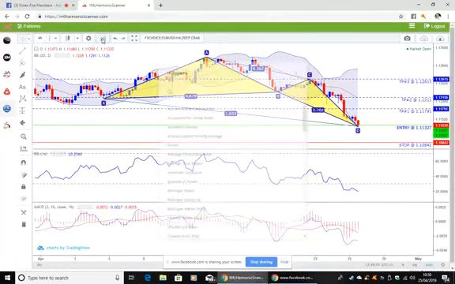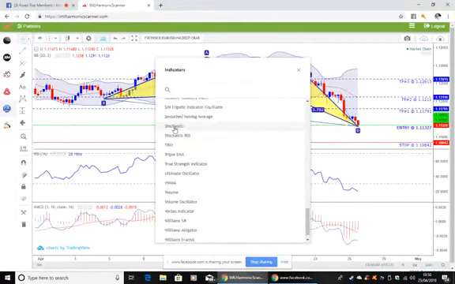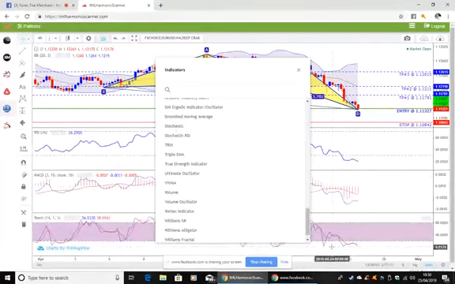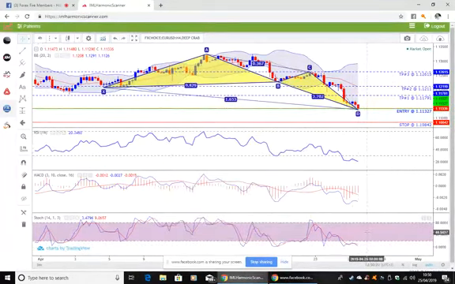And another one we could choose is a stochastic. The stochastic, again, we've got a zone, and I do believe it's a 20. So 20, anything below this, we would be looking for a buy. Anything above the 80, we're looking for the sell. We also look for these lines to cross as well to indicate whether it's on its way back up for a buy, and again on its way down for a sell.